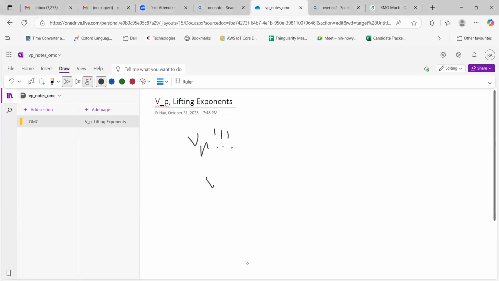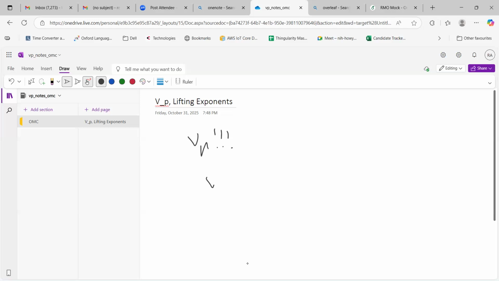So in this class, we'll be discussing VP. This is a very important idea in number theory in general. Looking at the exponent of a prime in the prime factorization of a number is a very helpful and important idea in a lot of problems. First, we'll be defining the function VP, and then we'll be looking at some basic properties.